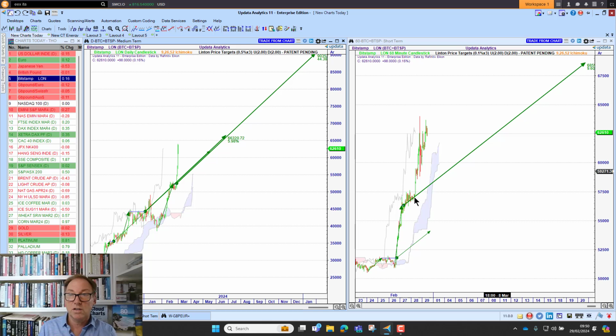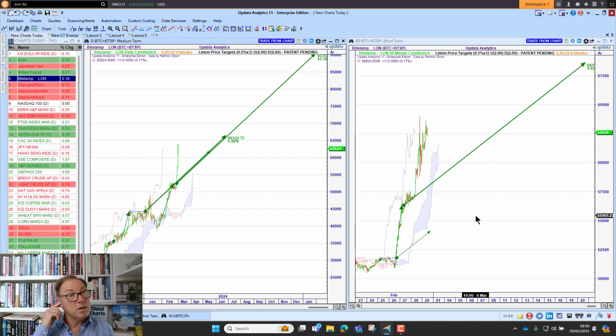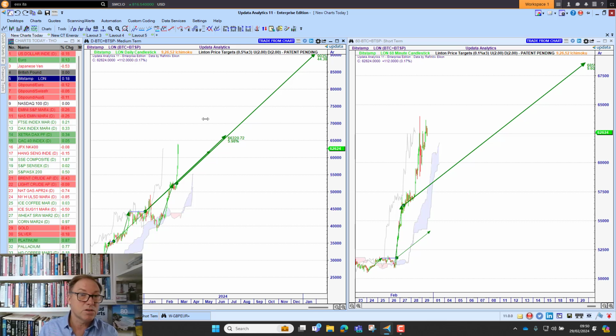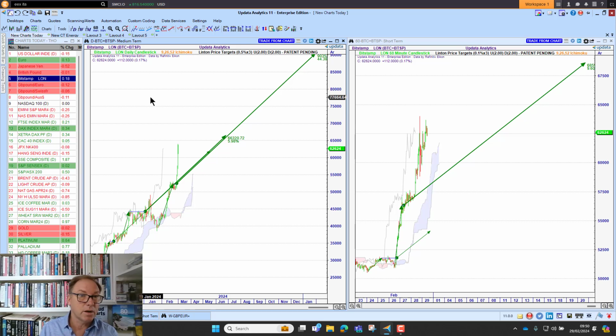Bitcoin looking very strong indeed, and on the 60-minute chart, we've got a target to 68,000. That's another 9.6% higher. So there's the targets. If you're trading Bitcoin shorter term, you want to be looking at the 10-minute charts or the 1-minute charts for the thrills and spills of trading Bitcoin. So that's really quite key.